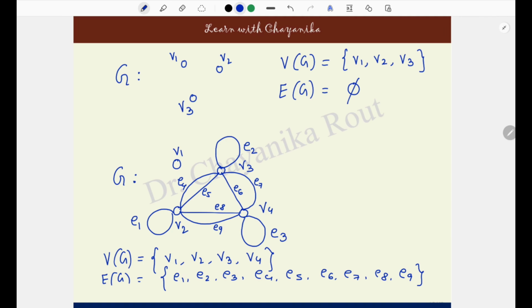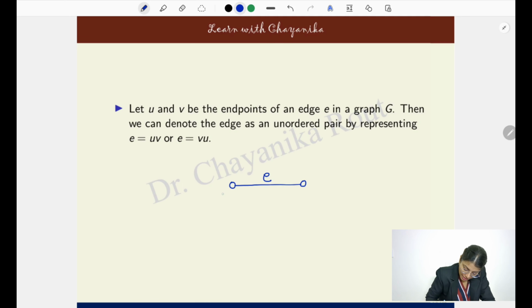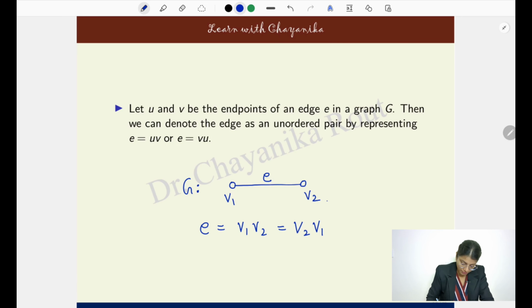Now let's move to the next topic. How can you represent an edge? By the names of the end vertices. Suppose there is only a single edge in this graph G, so I am naming it E without any subscript. There are two vertices, so I name them V1, V2. How can we represent our edge E? By the names of the end vertices, we can represent our edge E as V1V2, or we can also represent it as V2V1.